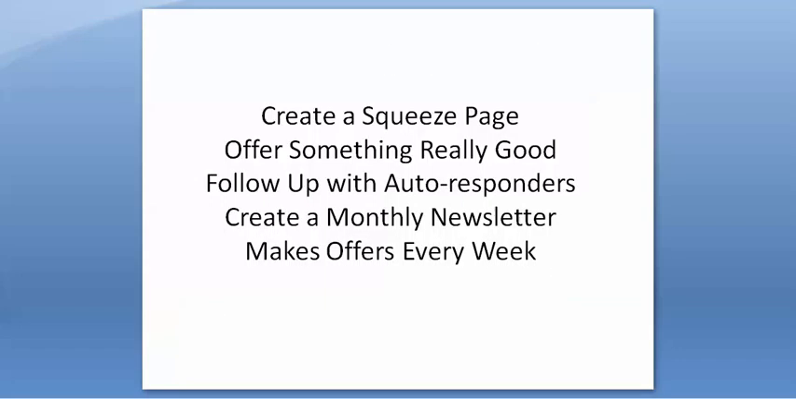So create a squeeze page of some kind where you're going to send your leads to. Offer them something really good, a free book that relates, or a video, or free training, or whatever it would be. Follow up with autoresponders. Now, an autoresponder, if you don't know, is something where emails automatically go out. You plan them to go out, and we plan up to a year's worth of emails. Just keep adding, so keep people engaged.